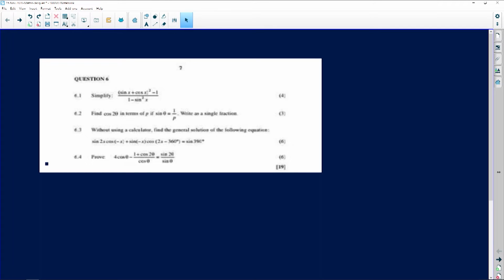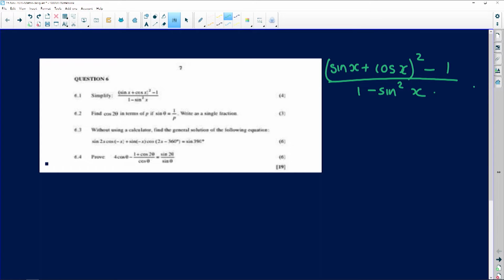Our first question is on the screen. It says we are looking at the sine of x. Let me copy the question here. The sine of x plus the cosine of x, all of that squared, minus 1 over 1 minus the sine squared of x. And for 4 marks, folks, we are instructed to simplify this expression.